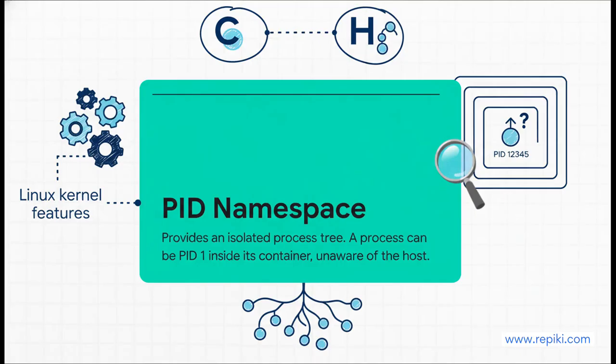So the first and maybe most important one is the PID namespace. PID stands for Process ID. What this does is give a container its own totally private list of processes. So inside the container, your app can be process ID number 1, the boss, the init process. And it has no idea that out on the host machine, it's actually PID 12,345. It literally thinks it's the king of its own little castle.